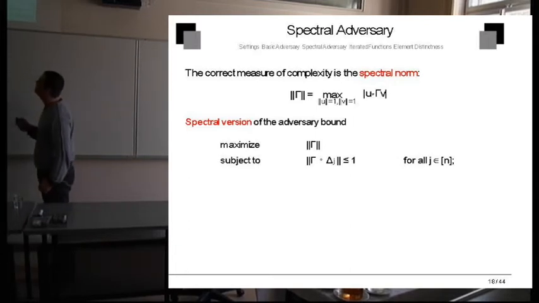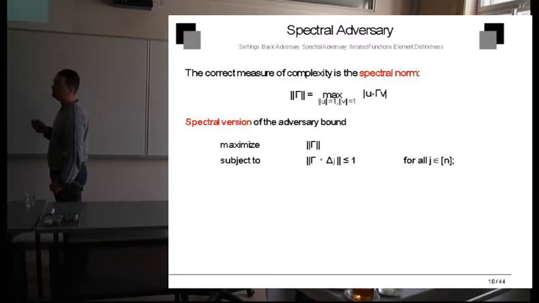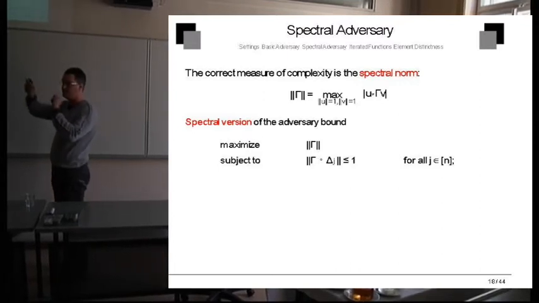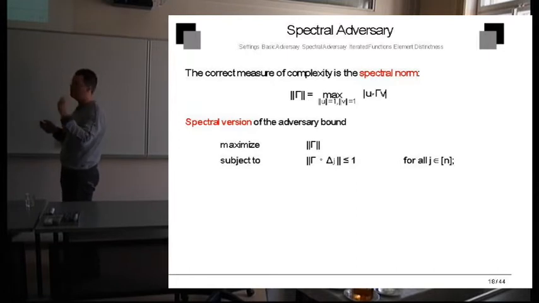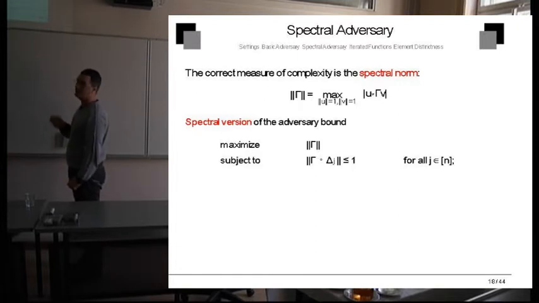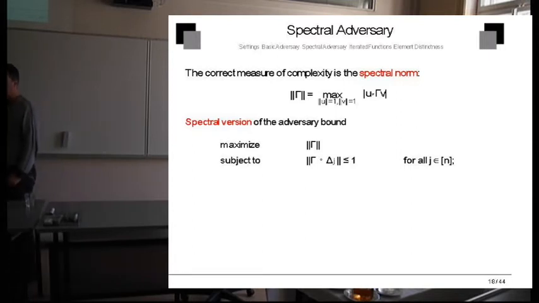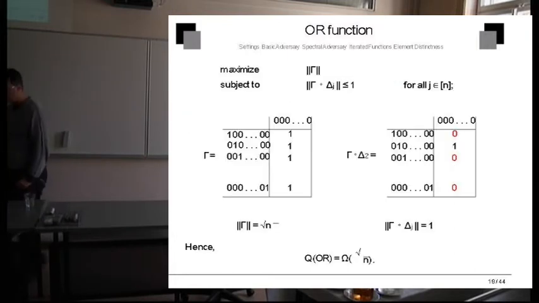And the spectral version of the adversary bound is quite simple. I maximize the norm of this matrix gamma, that consists of all these weights assigned to different pairs. And I have a constraint that if I take any j and I perform the operations I performed before, replacing with zeros the elements such that xj equals yj, then the norm of the matrix that I get is at most 1. And this holds for all j. If I have a gamma that satisfies these properties for all j, then the spectral norm of gamma is, up to a constant factor, a lower bound on quantum query complexity.